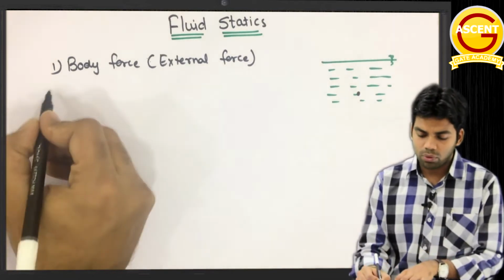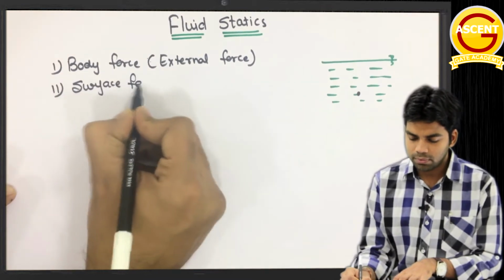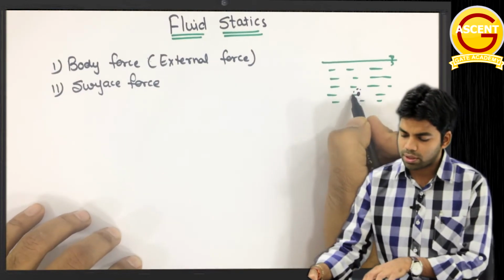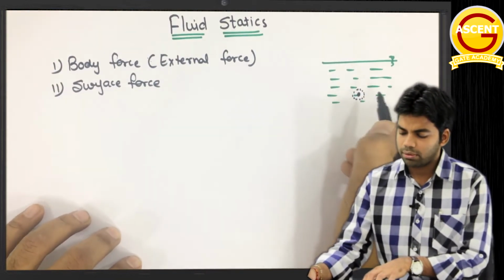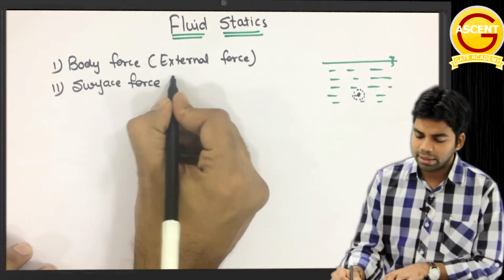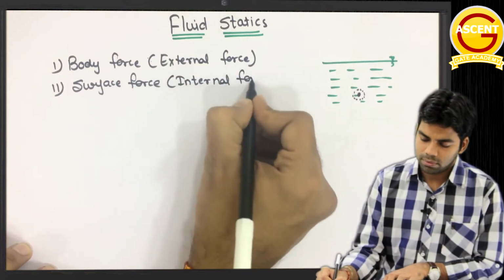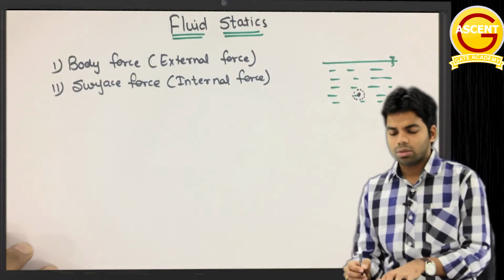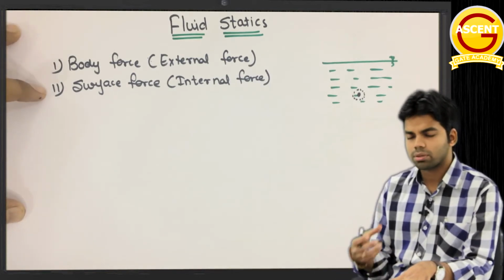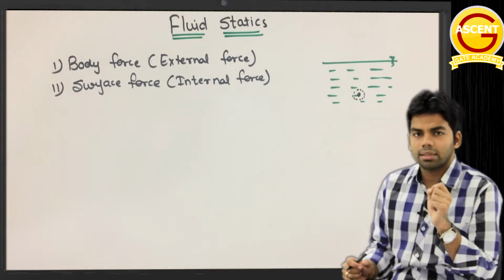Okay, the second type of force is the surface force. This surface force is because of the influence of this fluid with the other neighboring fluid. So this is basically an internal force. Getting this? So two types of forces: body force, which is by external means; surface force, which is by the other fluid elements only. That is why it is called the internal force.